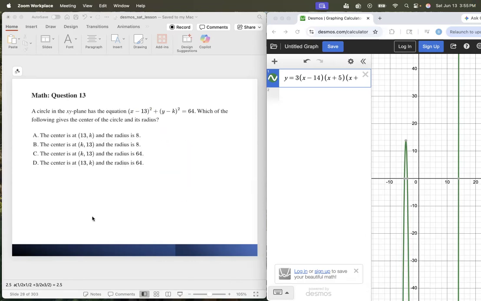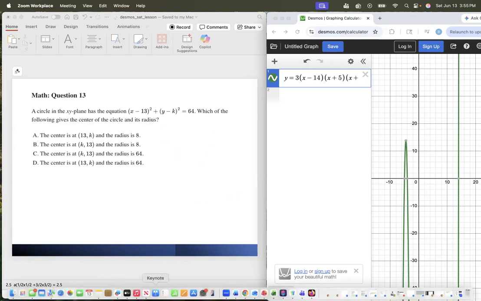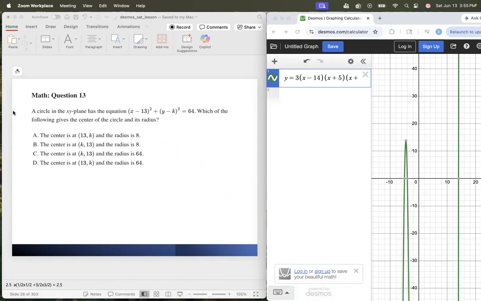A circle in the XY plane has this equation. Which of the following gives the center of the circle and its radius? So this one, when they factorize it like that, the center is this point. So the center is going to be 13 and k.